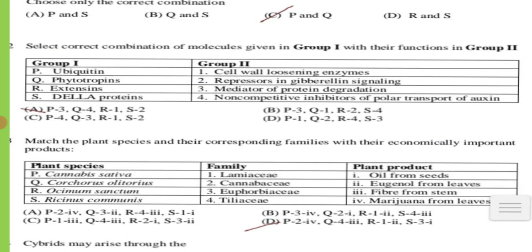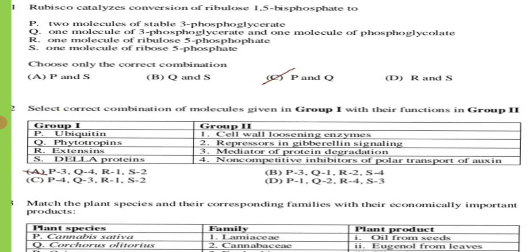Then the next question: Rubisco catalyzes a conversion of ribulose 1,5-bisphosphate to... 4 options are there. Rubisco is an enzyme which is necessary for photosynthesis.